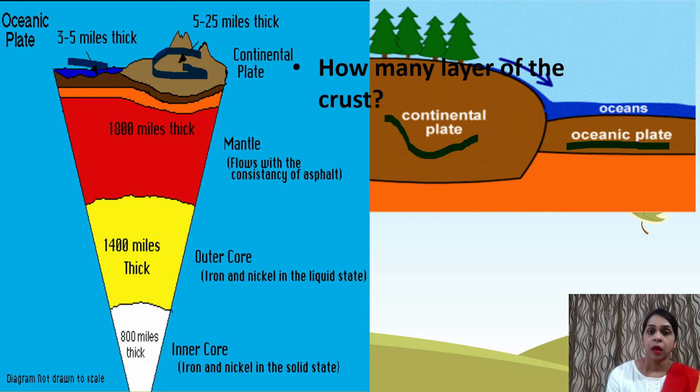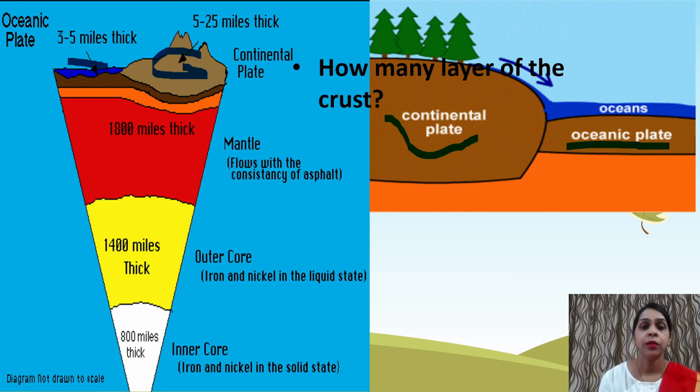Oceanic crust is made of silica and magnesium, and it was earlier called Sima. This layer is approximately 7 to 10 kilometers thick, and the density of this layer is 2.9 grams per centimeter cube to 3.3 grams per centimeter cube. In this layer, basalt and gabbro rocks are found.